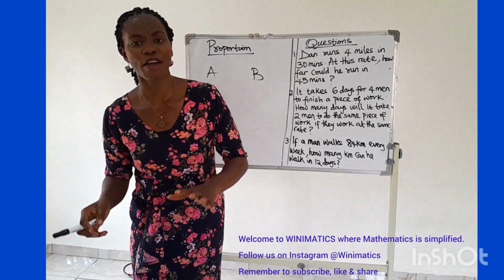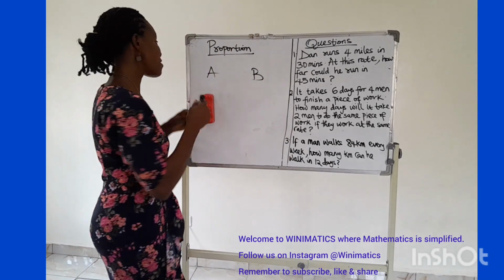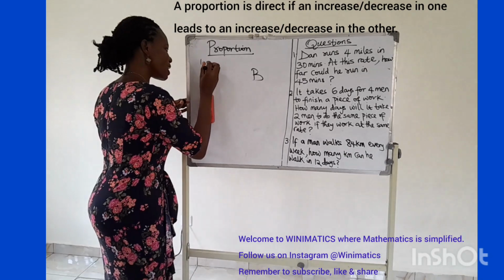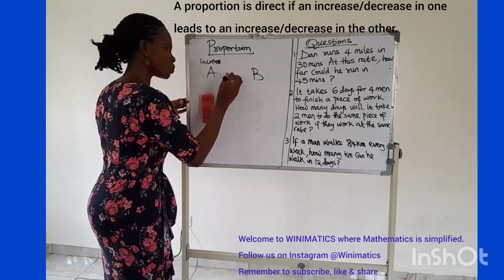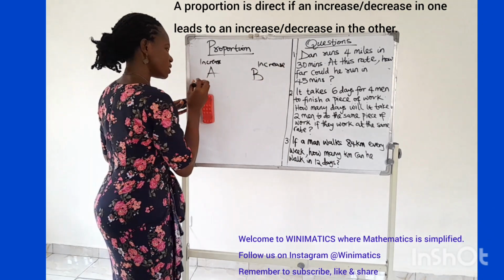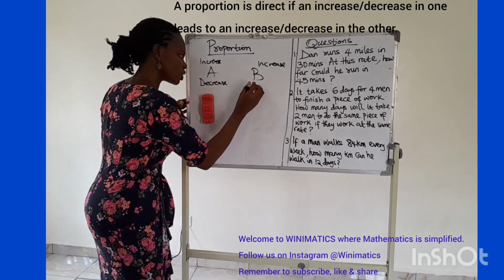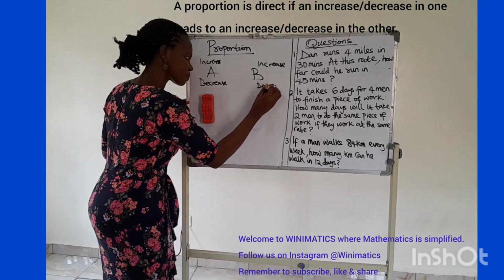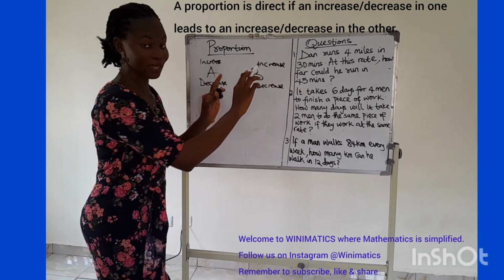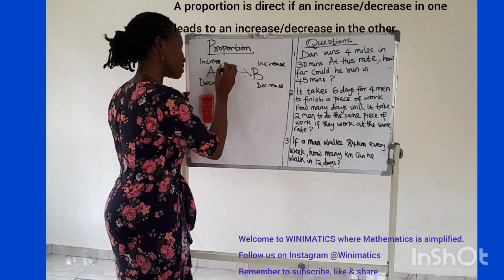Alright, so we have direct and inverse proportion. For the direct proportion, whenever A increases, it will definitely lead to an increase in B. The same way, whenever A decreases, B will equally decrease. If this kind of thing happens, we say that this type of relationship or this proportion is direct.